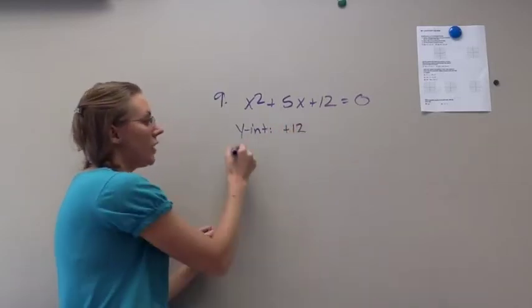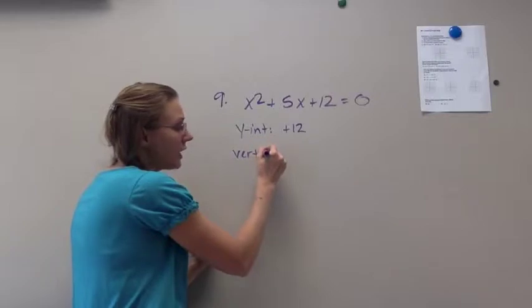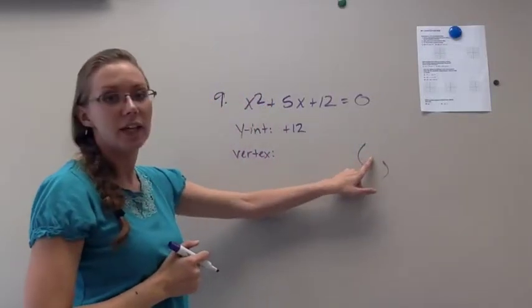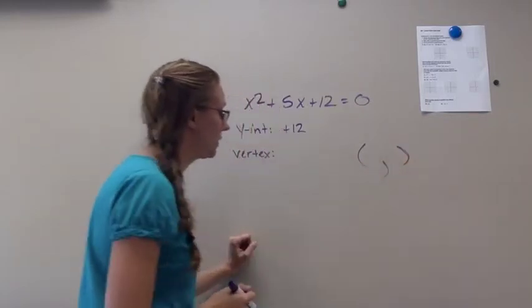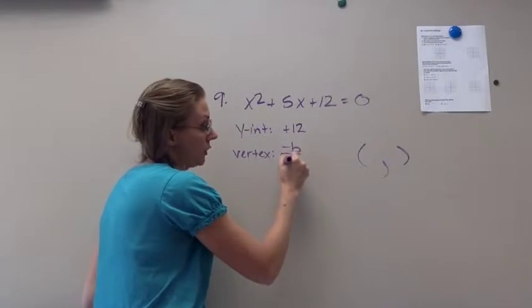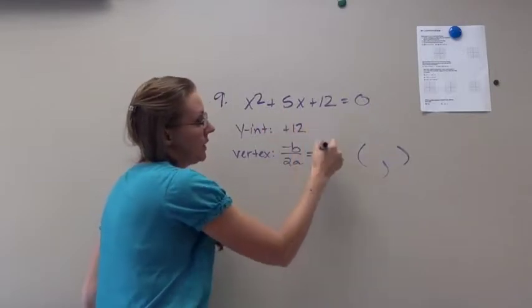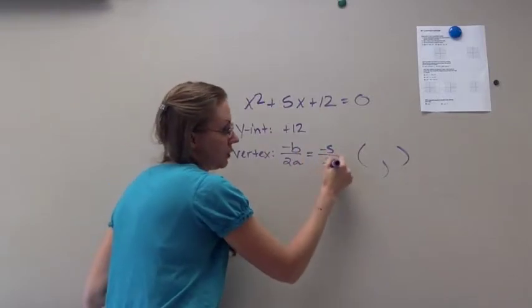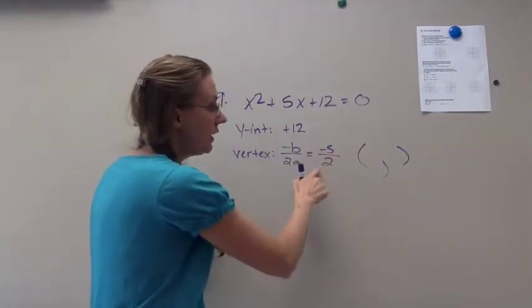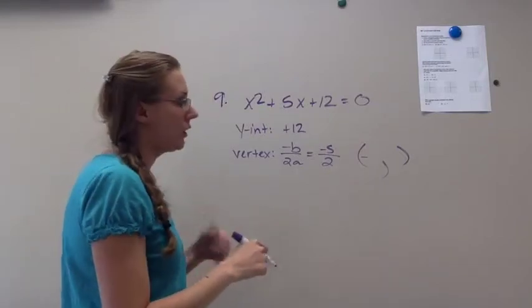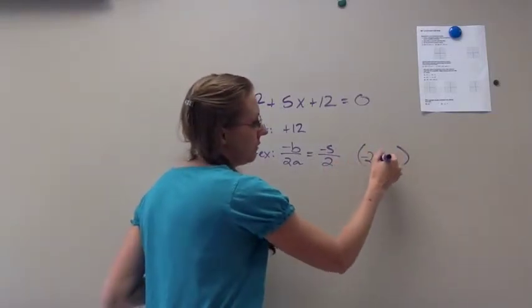Next, we want to get our vertex. Now, vertex we've had practice with. We use our vertex formula to get just the x value of our coordinate pair for our vertex. Our vertex formula is negative b over 2a. So I take my b, negative 5, over 2 times my a, which here is 1, so 2 times 1. This simplifies down to negative 5 over 2. If I pulled out my calculator, that's going to be negative 2.5.